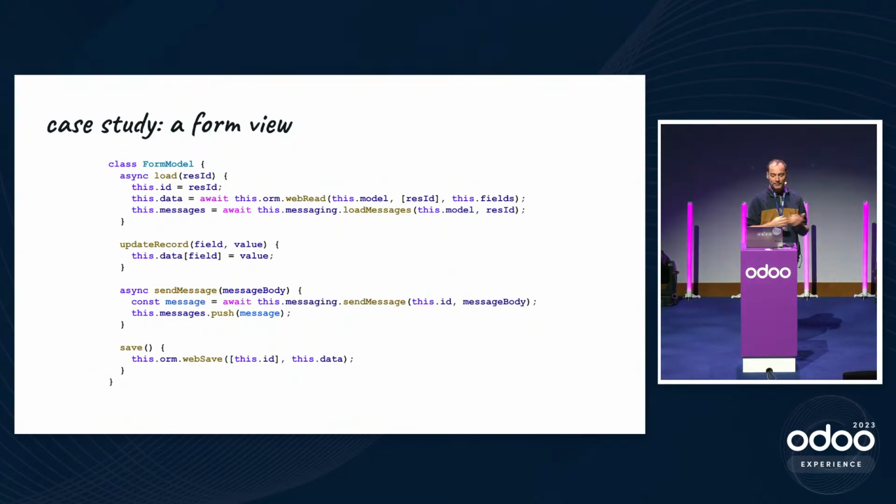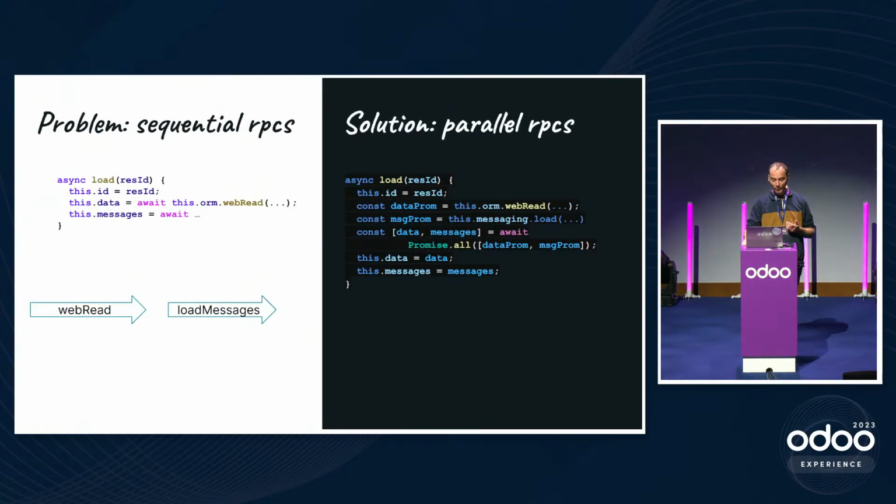So let's take this short example. We have a form view model, some code that will load a record, that can update some data inside that record, can send a message. When I meant load a record, I meant load the data and some messages. For example, imagine some chatter messages. Okay, and our model can also save those data to the server. This is a naive implementation of what it could look like, and we can see that there are many issues with that. Let's talk about them.